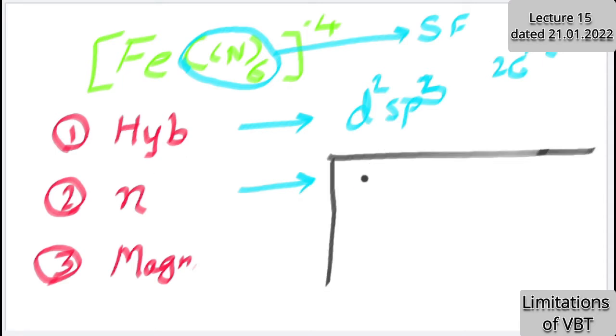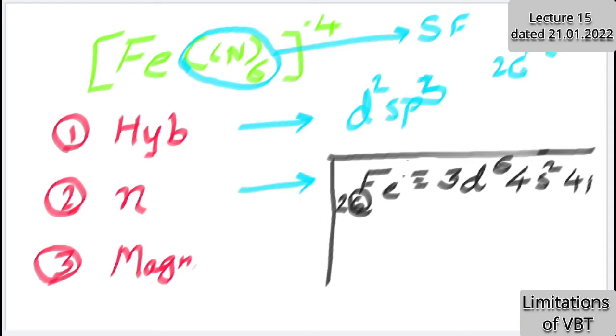See, the central metal ion is Fe plus 2. The atomic number of iron is 26. So if I talk about mere iron, only iron, its outer electronic configuration will be 3d6, 4s2 and 4p0. That is the electronic configuration of Fe. But here Fe plus 2 is there. What will be its electronic configuration?